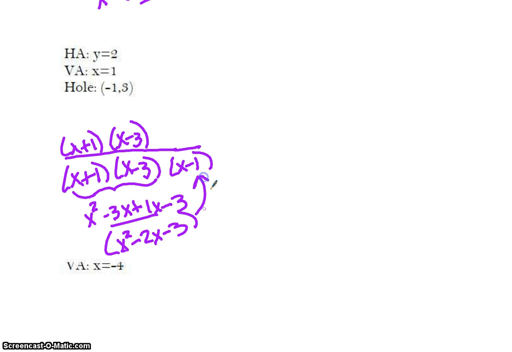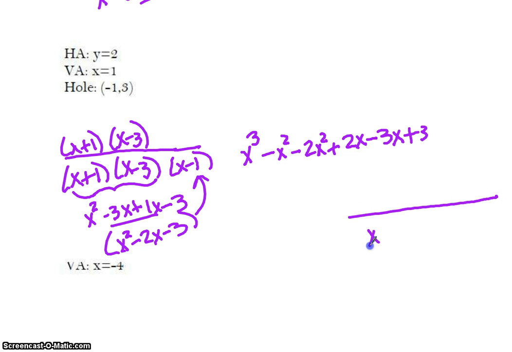That has to get multiplied by your x minus 1. So this becomes x to the third minus x squared minus 2x squared plus 2x minus 3x plus 3. So when you combine things on the bottom, you're going to have x to the third minus 3x squared minus x plus 3. Now, if you multiply these on the top, I would hope you would get the same thing. So that would be x squared minus 2x minus 3.